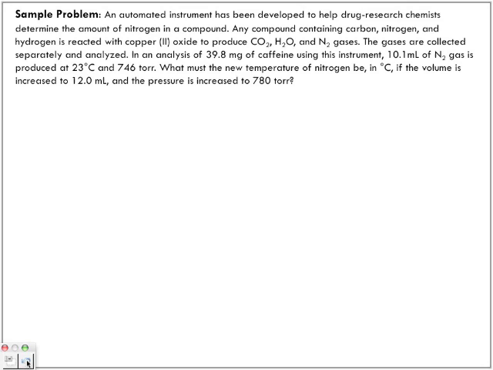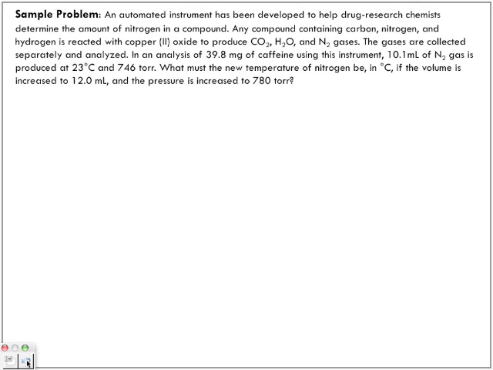Bear with me, it's a long question. What must the new temperature of the nitrogen be in degrees Celsius if the volume is increased to 12.0 milliliters and the pressure is increased to 780 torr? Of all those units, the only units that need to be converted, as your hint right now, is temperature. Temperature, we convert it to Kelvin.